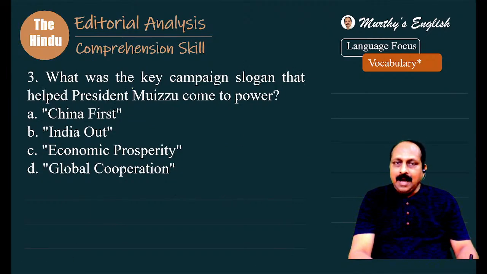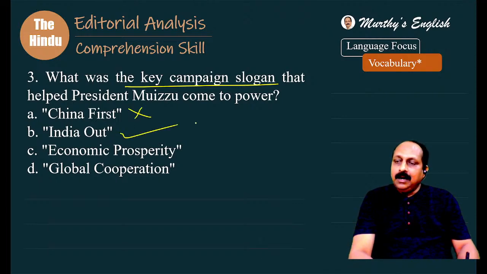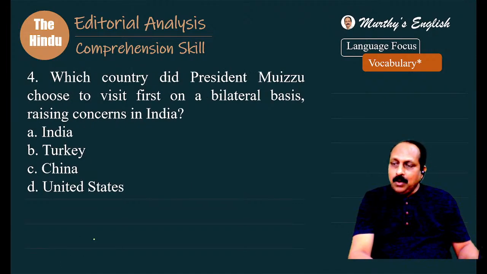What was a key campaign slogan that helped President Muizzu come to power? He came to power using a particular slogan. What is that slogan? China first, India out, anti-Indian stand, economic prosperity, global cooperation. Answer is B. Please mention the question number, only then I can respond.